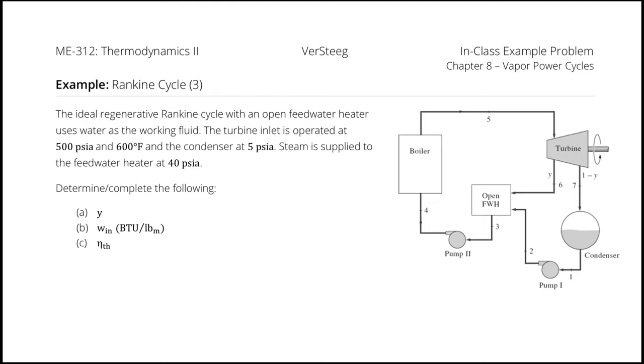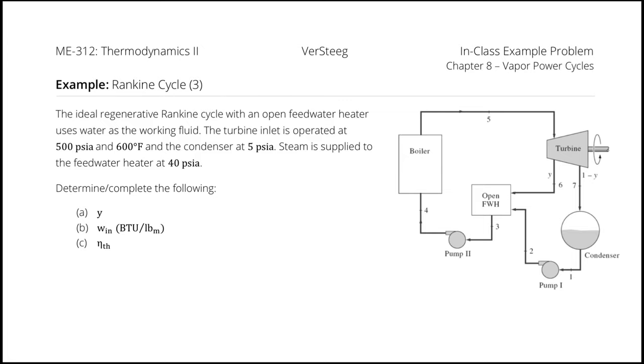An ideal regenerative Rankine cycle with an open feedwater heater uses water as the working fluid. The turbine inlet is operated at 500 psi and 600 degrees Fahrenheit, and the condenser is operated at 5 psi. Steam is supplied to the feedwater heater at 40 psi. Determine and complete the following.